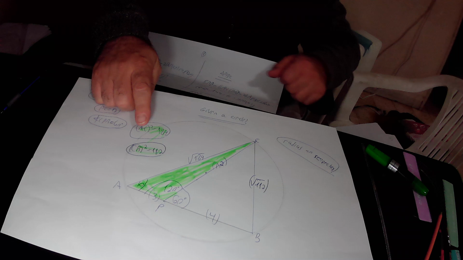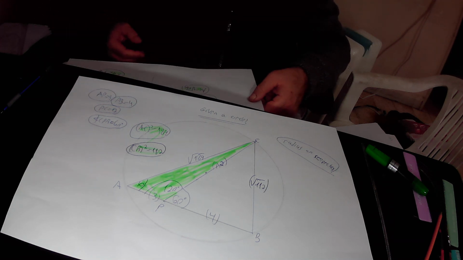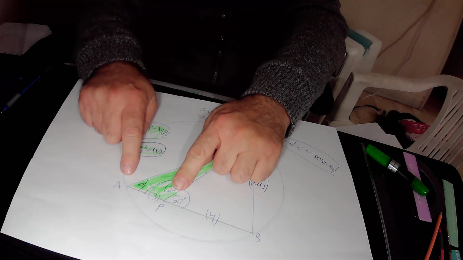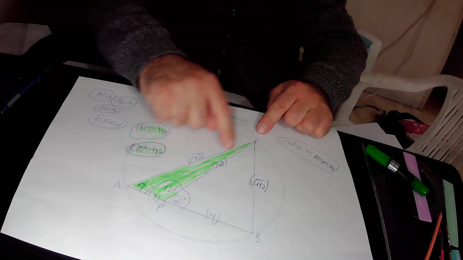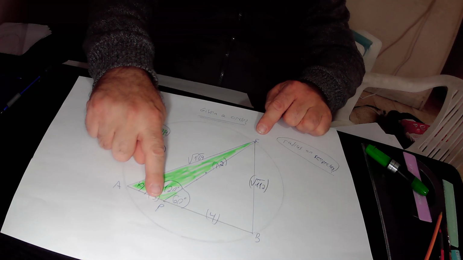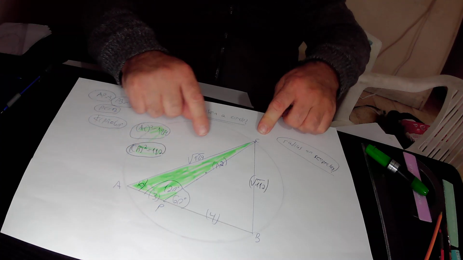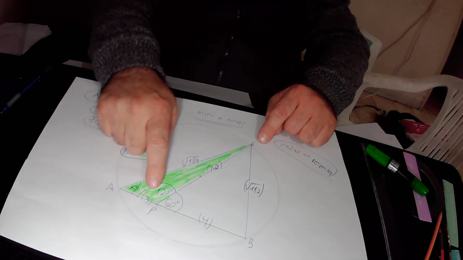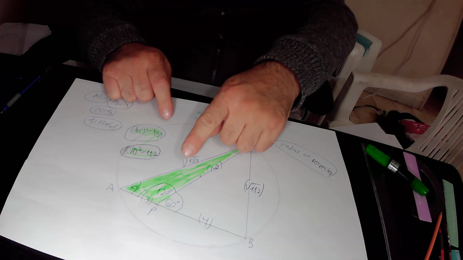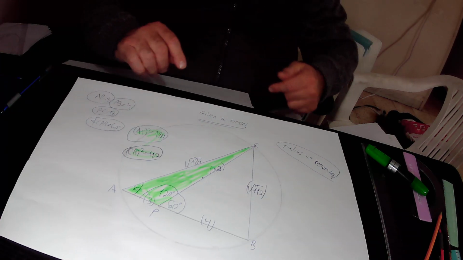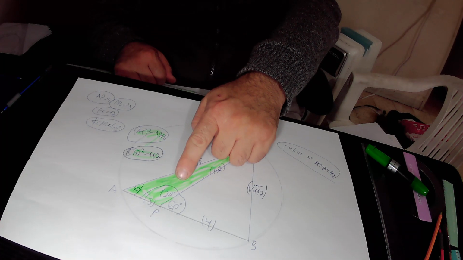AC is the missing side, so it is AC squared equals AP squared. AP is 3, therefore AP squared is 3 squared, that is 9, plus CP squared. CP is 12, therefore CP squared is 12 squared, this is 144. Minus 2 times AP, which is 3, times PC, which is 12, times cosine 120 degrees. And cosine 120 degrees is minus 1/2.